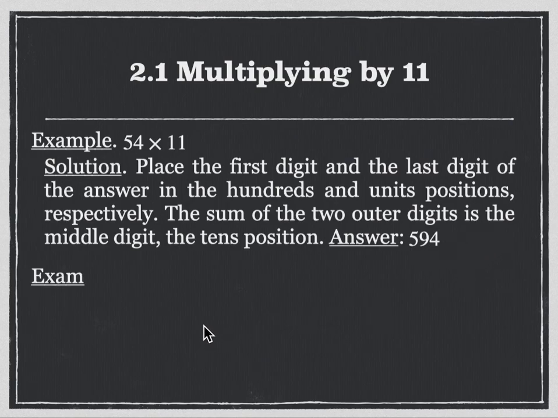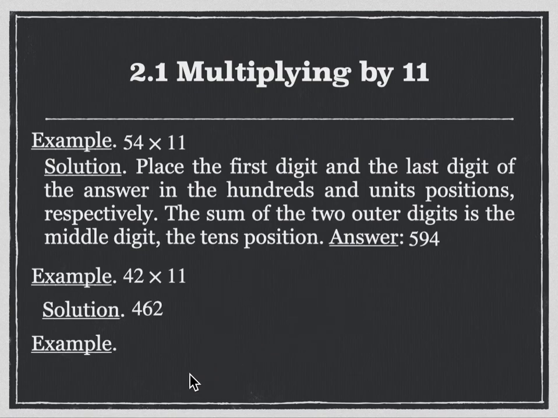Hopefully you got that. So again, one more example. 42 times 11, put 4 in the hundreds place, add them, that's 6. 2 will be on the last part. So we have 4, 6, 2. Next, another example, we have 85 times 11. So we put 8 on the hundreds place, 5 on the ones place. 8 plus 5 is 13. We carry 1 to the hundreds place, so that becomes 935. Okay, so that's how we do multiplying by 11 using two digits.